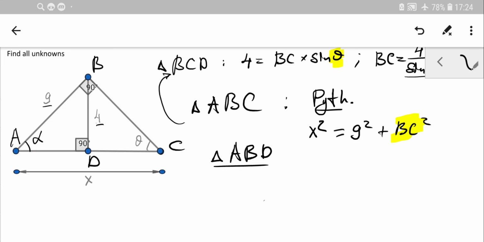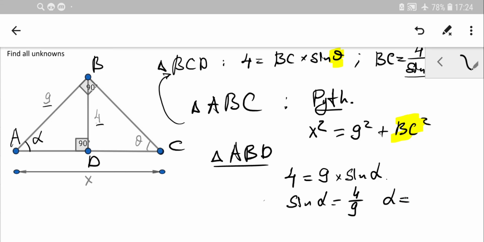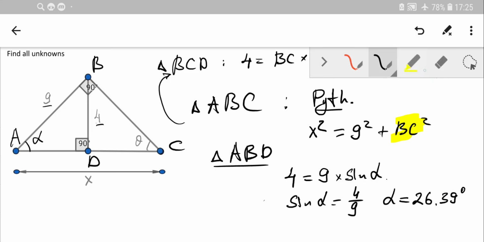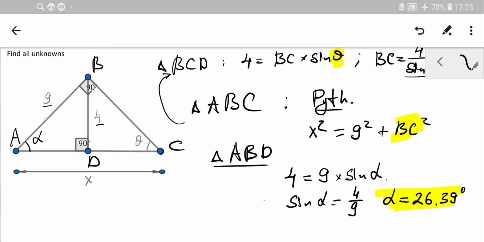I'll use the Greek letters now. So 9 is the hypotenuse, and 4 is the opposite side. So let's complete: the opposite side is the hypotenuse times, in this case, sine of alpha. So we can figure out sine alpha. Sine alpha is 4 over 9, or simply alpha is, let's calculate alpha, sine minus 1 of 4 over 9. Okay, so I've got the value 26.39 degrees.